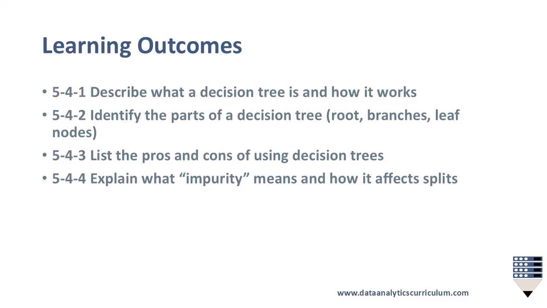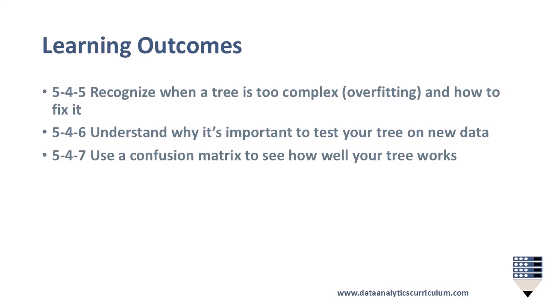By the end of this section, you'll be able to describe what a decision tree is, identify its main parts, understand how it decides where to split, and recognize when it becomes too complex. You'll also learn how to check how well your tree performs using a confusion matrix.